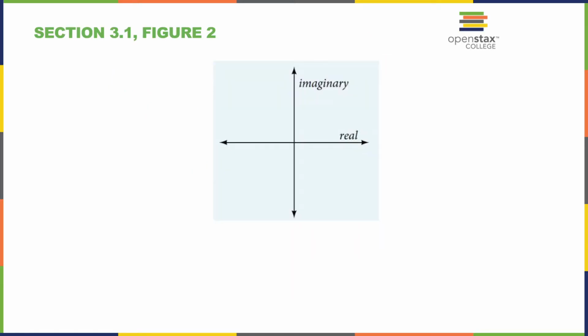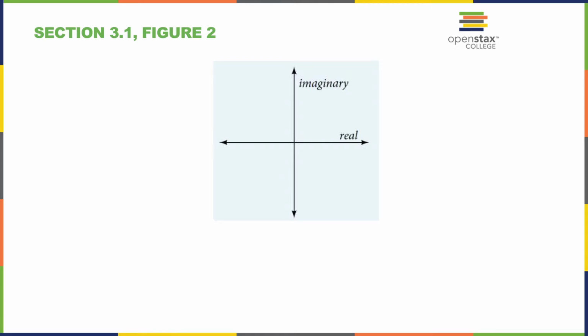So how do we graph things like this? Well, of course, this is going to be just a little bit different than what we're used to, and that's because we're talking about a real component and an imaginary one, rather than an x and a y component. So what we're going to do is we're going to label the x-axis as the real axis and the y-axis as the imaginary axis.